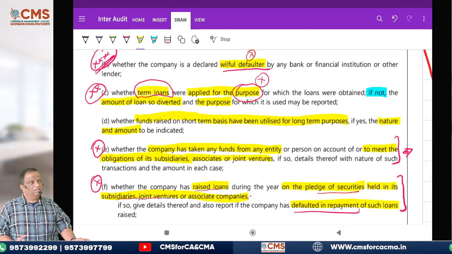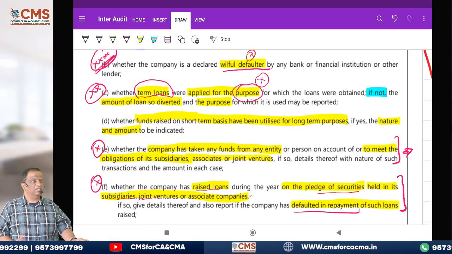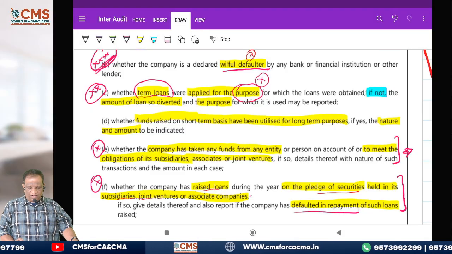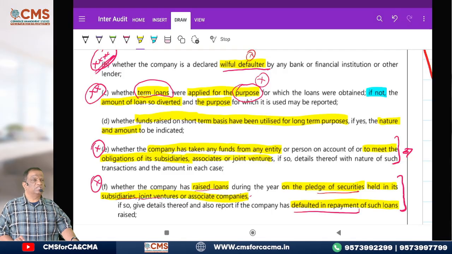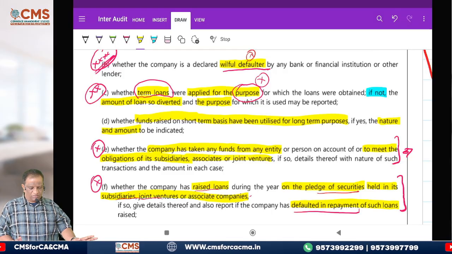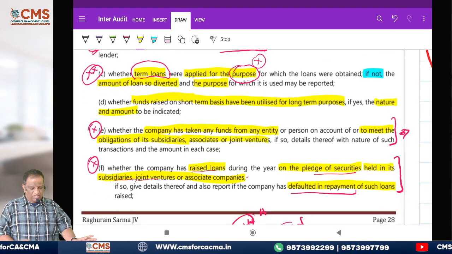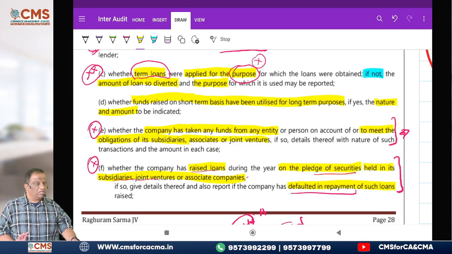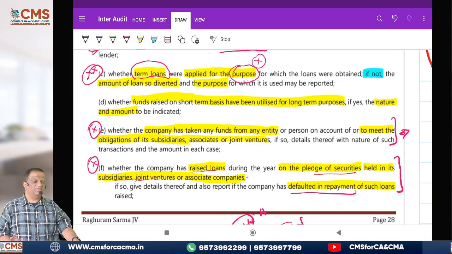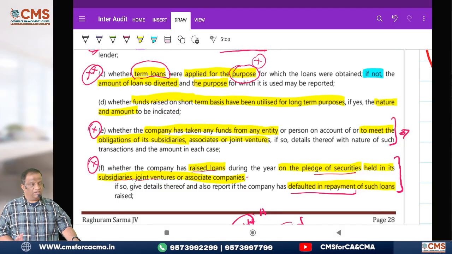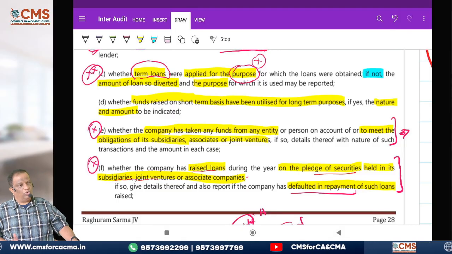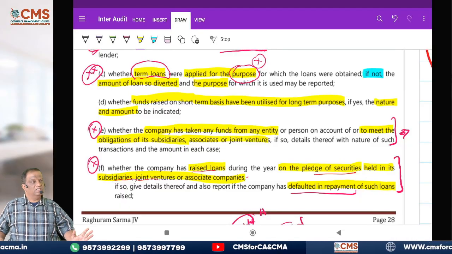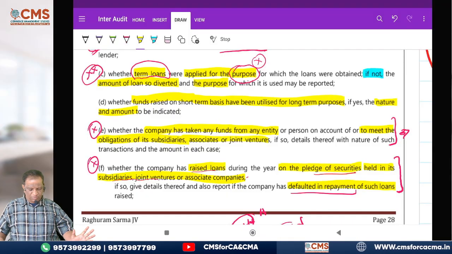Then the C point is a traditional point, but he is still asking it in modern types of questions. Whenever any term loans are taken, have they been applied for the purpose for which they were taken? If there is diversion of money, then the auditor has to bring out that purpose. What is the diversion and so on? And the D point: short-term loans have been used for long-term purposes. Because if short-term funds are being used for long-term purposes, you will have a working capital crisis. Eventually it may result in the company being wound up, so going concern issues can arise. That's why, as an alert, the auditor will comment on whether the company is diverting short-term funds for long-term purposes.